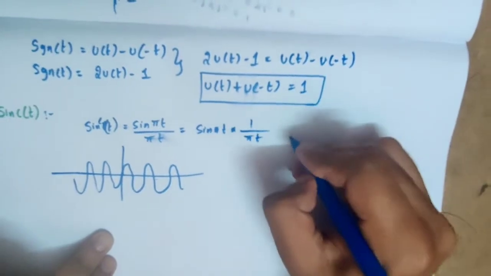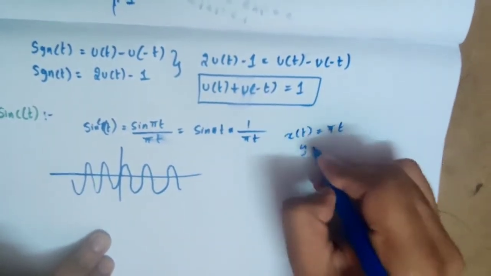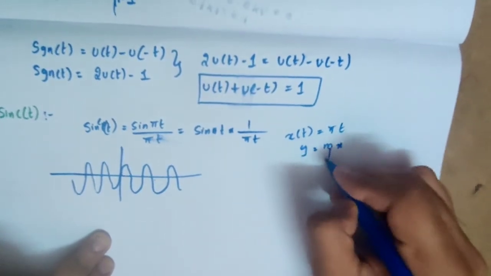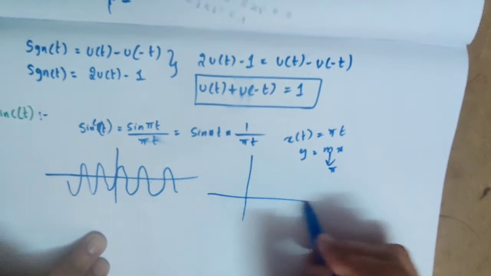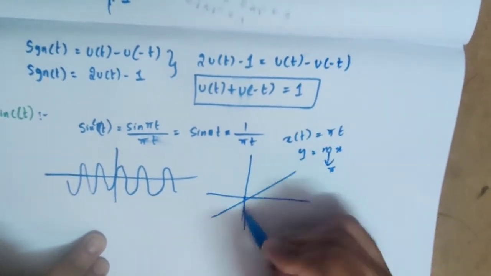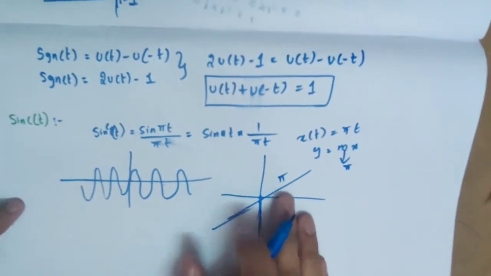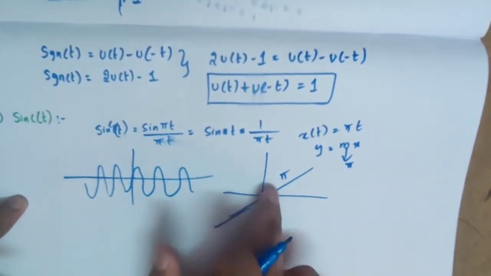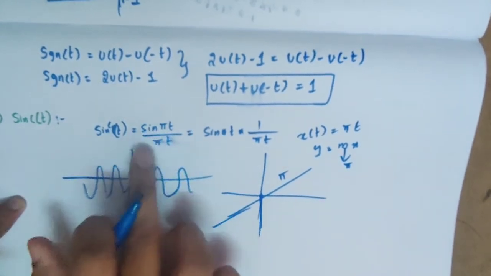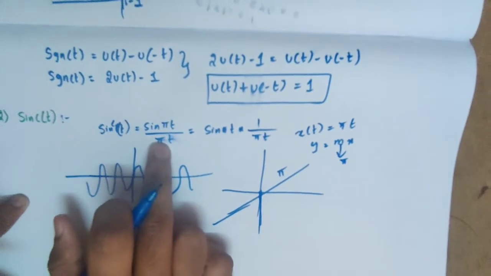What about the pi t? So we have some function x of t as pi t. This is nothing but y is equal to mx with the slope m, right? What is m here? Pi. So if you draw the graph of pi t, it will be like this. And what is the slope? It is pi. So now you have to multiply these two. Not multiply, you have to divide this with pi t, right? Sin pi t divided by pi t.